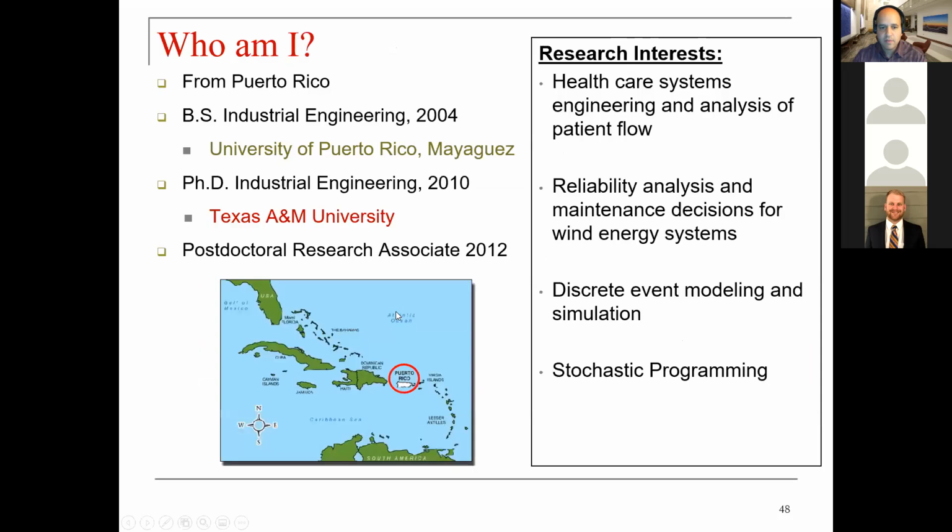One more thing. This is information about me. I'm from Puerto Rico. I am an industrial engineer. I have my license. I graduated from the University of Puerto Rico in Mayagüez in 2004. I worked for a year in the service industry for a financial institution. Then I pursued a PhD, graduated in 2010 from Texas A&M University in College Station, then did a postdoc in optimization till 2012, and then I got hired at Texas State University. I've been here for 8 years now.